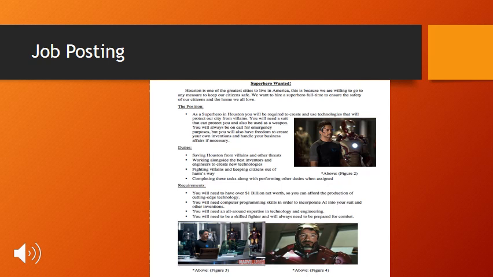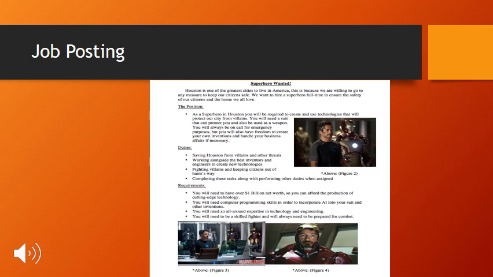So here we have an example of the actual job posting that I created. What it is basically is a brief overview of the job and a little bit more detail as to the exact position of superhero in Houston. And then we break down just some of the very main duties and kind of condensed all of the description into a few bullet points.